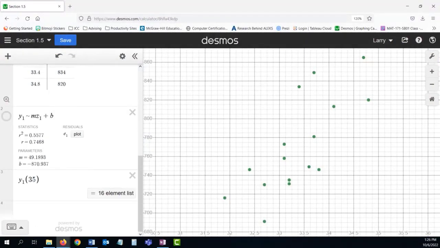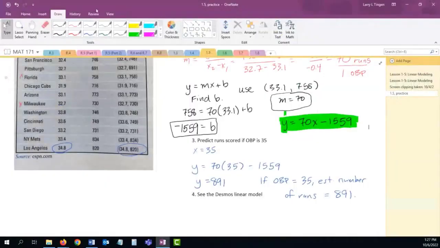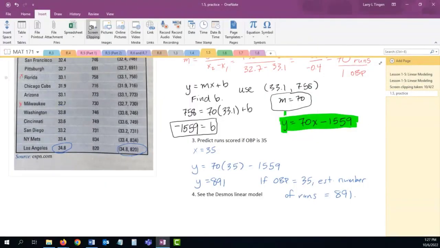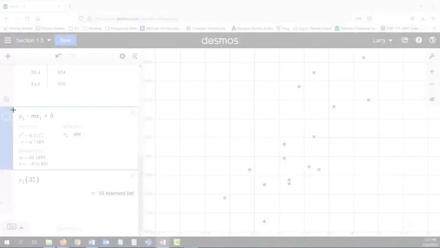In Desmos, you have to type this exact phrase in. So y sub 1, you get the subscript by typing the underscore, that's shift and the dash beside 0. Then there's a tilde right here. There's the slope m, x sub 1 plus b. So here is what I'm getting from Desmos. And then let's convert that or show you what that looks like.